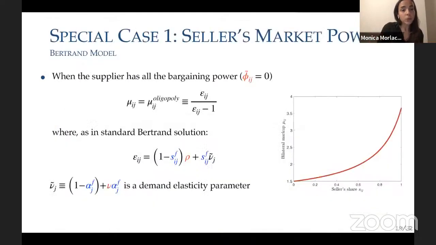When we assume that the seller has all the bargaining power, in the case of price-taking buyers, which is the standard case that we consider in trade theories, our solution converges to the standard Bertrand model, where the markup is what we call the pure oligopoly markup, epsilon over epsilon minus 1. The demand elasticity epsilon is a weighted average of the elasticity of substitution across imported inputs and the demand elasticity downstream, the weights being proportional to the seller market share. In this case, the bilateral markup is an increasing function of the seller market share, as in the standard Atkeson-Burstein model. So our model nests the standard Bertrand case as the limit where the buyer's bargaining power goes to 0.